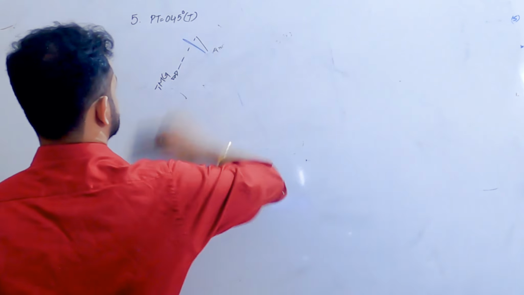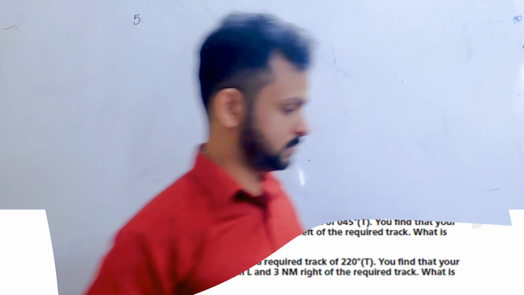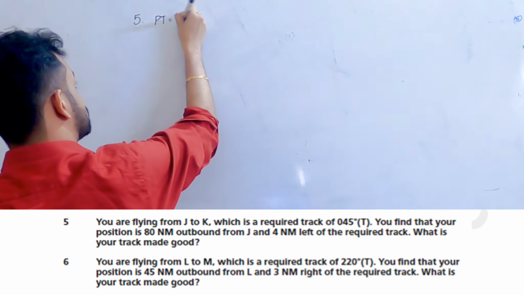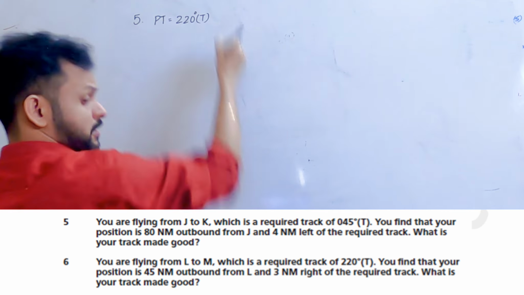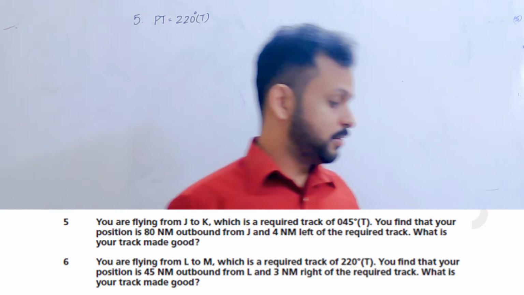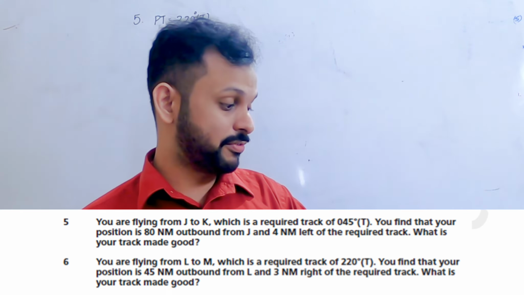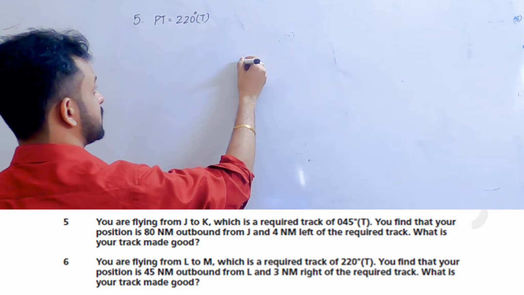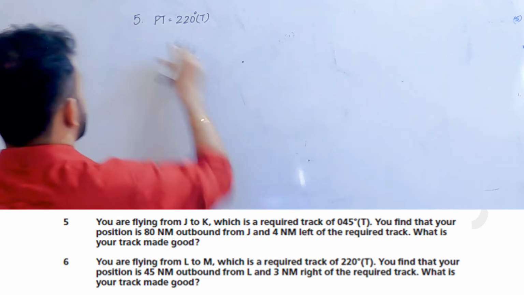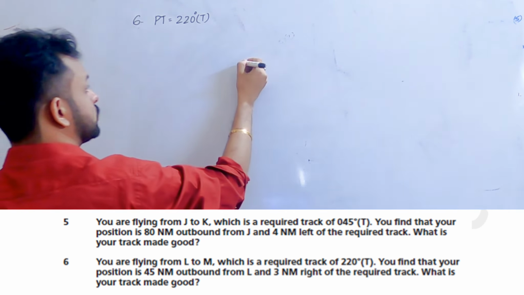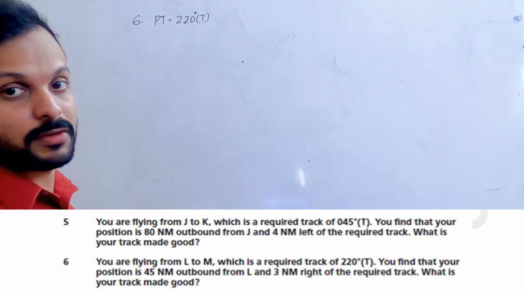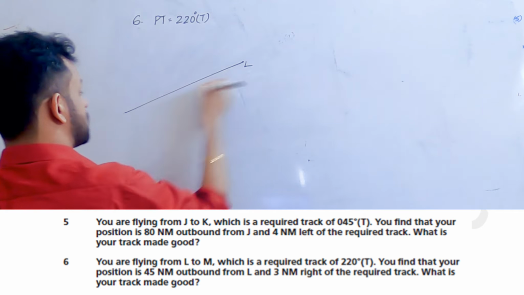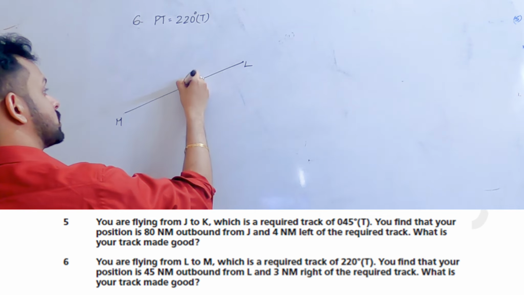You are flying from L to M, which is the required track of 220 degrees. So required track is again your planned track. From L to M is 220 degrees true. You find that your position is 45 nautical miles outbound from L and 3 nautical miles right of required track. So let's draw this track from L to M. Yes, question number 6, LM. So how will you draw a track of 220? By referring to the true direction system. 220 is somewhere in this direction, right? This is L and this is M, and this is going to be your planned track.